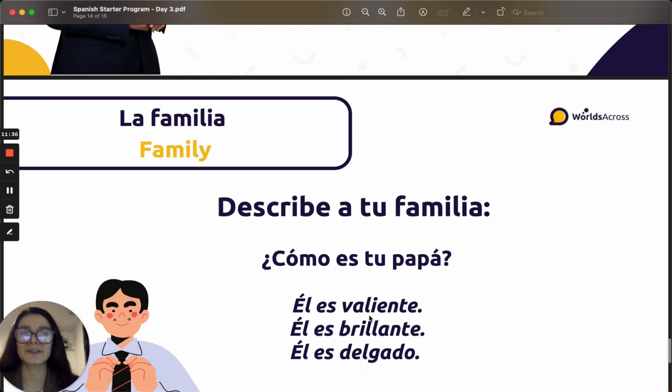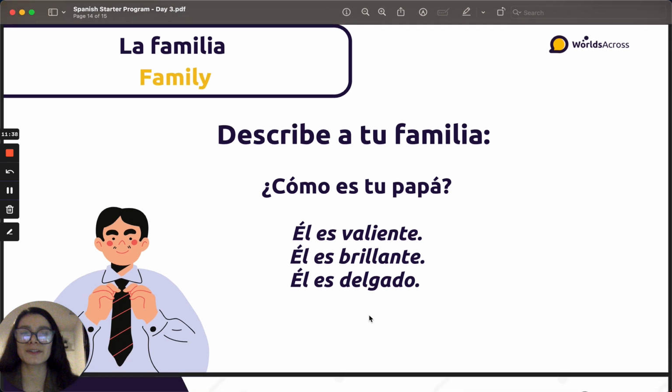And then with the last part as homework or as an activity for you to write down here, because I will be very excited to read what you can write. Describe your dad. I want you to describe your father. Describe a tu papá. Por ejemplo, for example, mine, él es valiente, he's brave, él es brillante, he's brilliant, and él es delgado, he is thin. Delgado, thin, right? That's my dad. Ese es mi papá. I want to know about your dad. Can you describe him down below? I will wait for your answers. I want to know how your dads are and what you think of el señor Alberto.